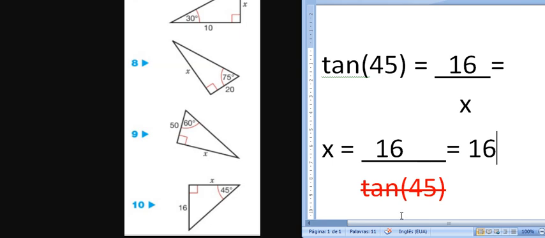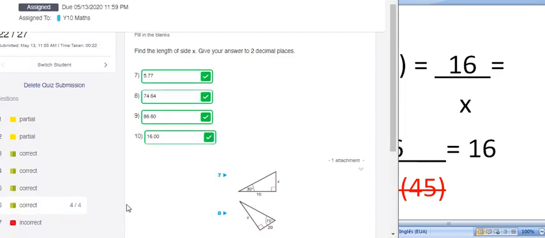But if you have another angle, not 45, but any other one, it can be 10 degrees, 30 degrees, 60 degrees, 85 degrees, it doesn't matter, you will have different sides, because the tangent is not going to be equal to 1, and so this final number is going to be different than the number in the numerator. All right, so let's go forward. Let's go for the last question.